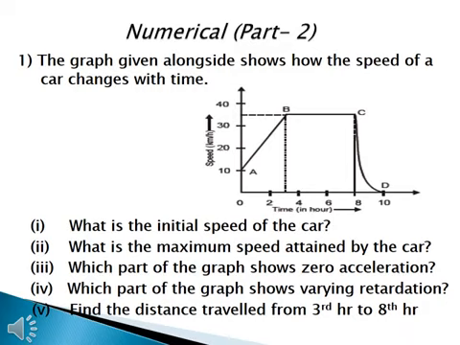The question is, the graph given alongside shows how the speed of a car changes with time. The first part of the question is, what is the initial speed of the car? Second is, what is the maximum speed attained by the car? Third one is, which part of the graph shows zero acceleration? Fourth one is, which part of the graph shows varying retardation? And fifth one is, find the distance traveled by it from 3rd hour to 8th hour.